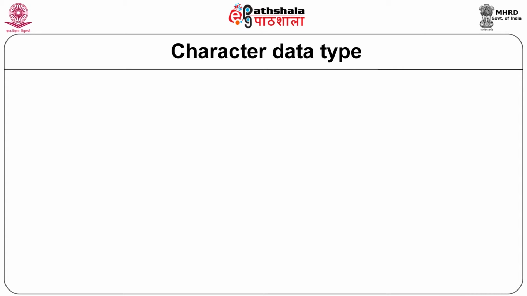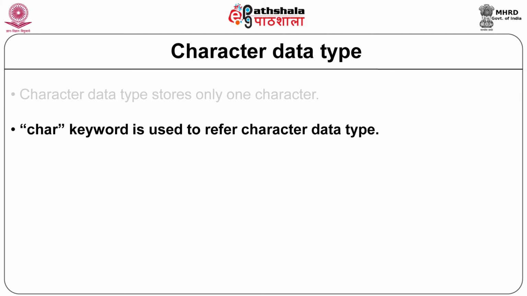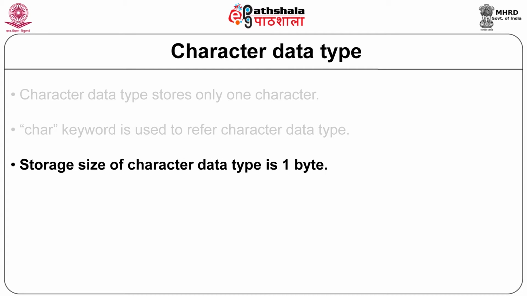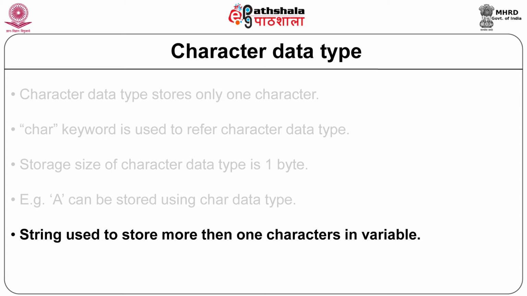Character data type. The character data type stores only one character. Char is the keyword used to refer to the character data type. Storage size of character data is 1 byte. Here the example for character data type is given. Capital A can be stored using the character data type. You can't store more than one character using the character data type. String is used to store more than one character in a variable.